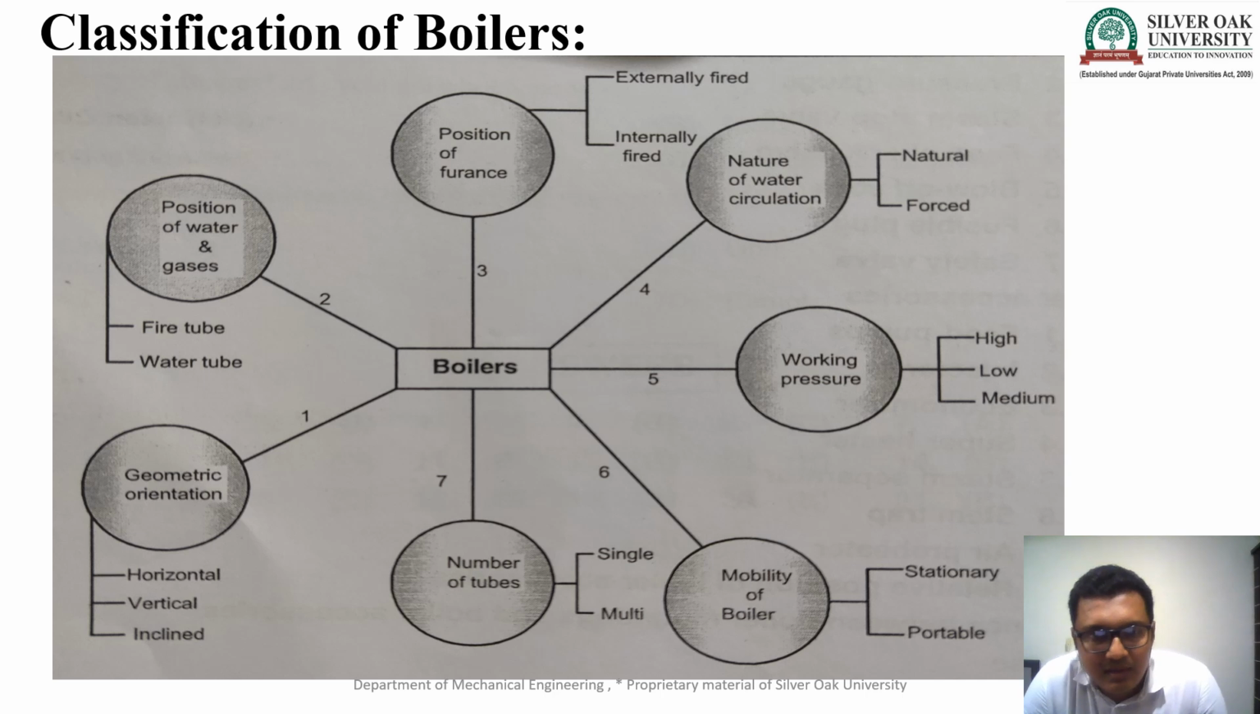Now the sixth one, according to the mobility of the boiler, whether it is portable or stationary. According to mobility, there are two types: the stationary boiler and the portable boiler. The last one, the seventh, is according to the number of tubes. According to the number of tubes, we have two boilers: a single tube boiler and a multi-tube boiler.